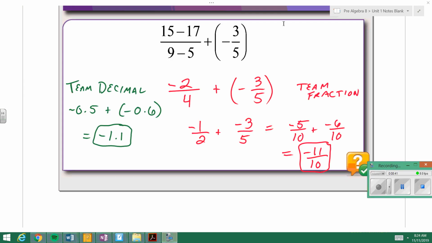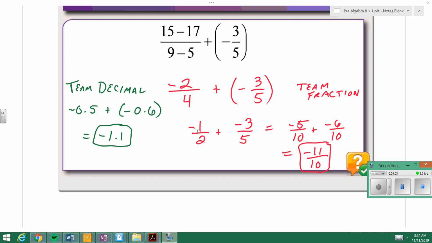All right, whether you went team fraction or team decimal on this, if you were team fraction, you still had to follow GEMDAS, and if you were team decimal, you still had to follow GEMDAS. You still have to do the groups up top here. 15 minus 17, of course, is negative 2. 9 minus 5 is 4. And I have to add that to negative 3/5. They're already fractions, so I went ahead and worked with the fractions.